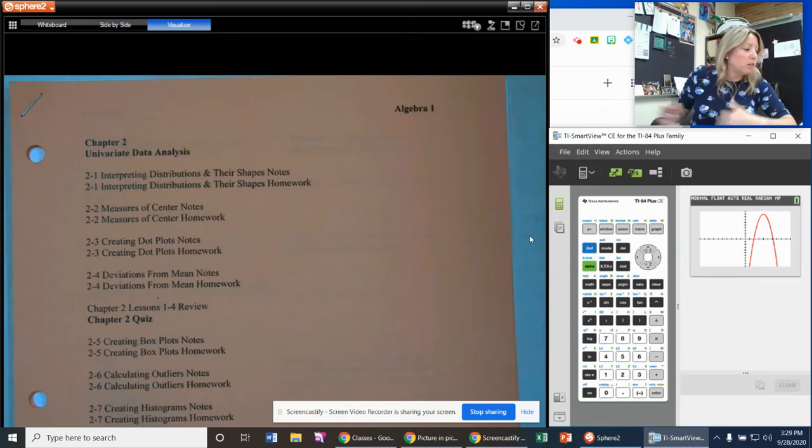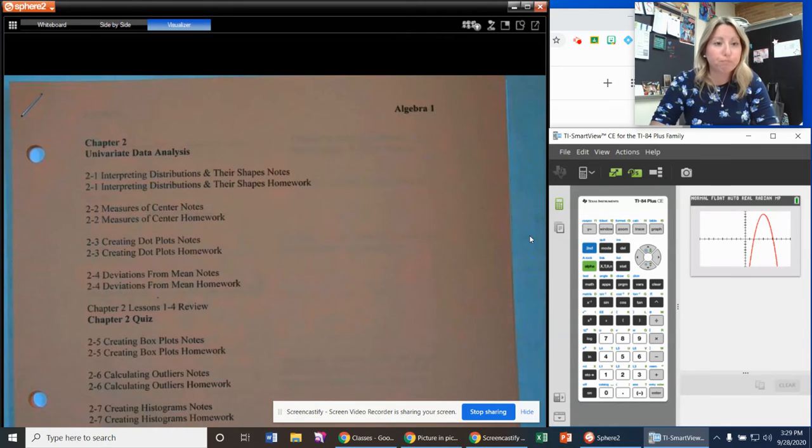So today we're going to talk about interpreting distributions and their shapes. So we're just going to look at pictures. What are pictures of the distributions? And they're going to be the three main ones that we're going to learn how to create in Chapter 2. So we're going to be looking at dot plots, box plots, and histograms. So that's what we're going to learn how to make ourselves. Today, we're just going to talk about interpreting those pictures, those data, okay?